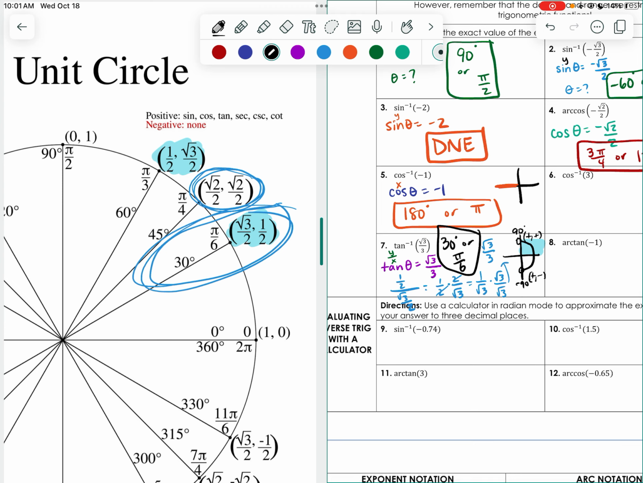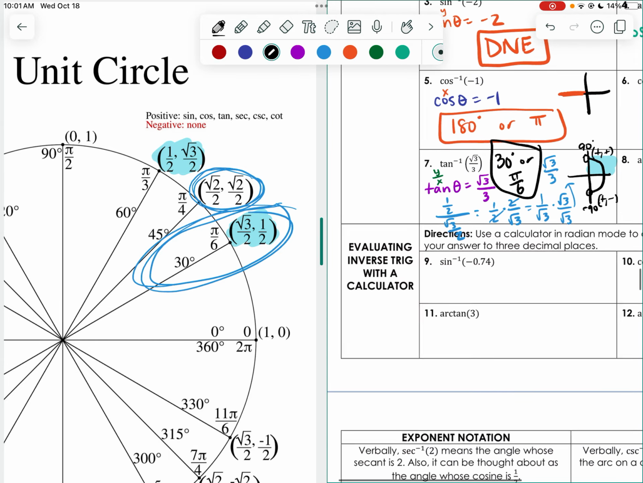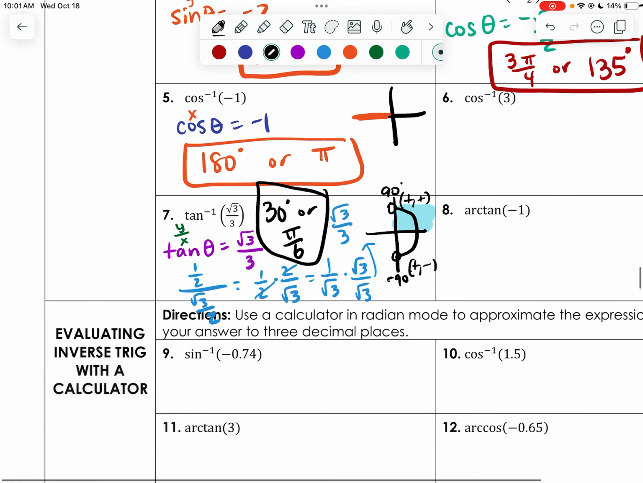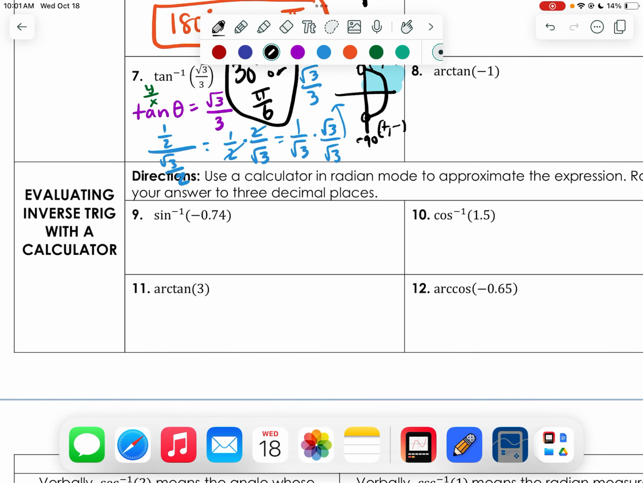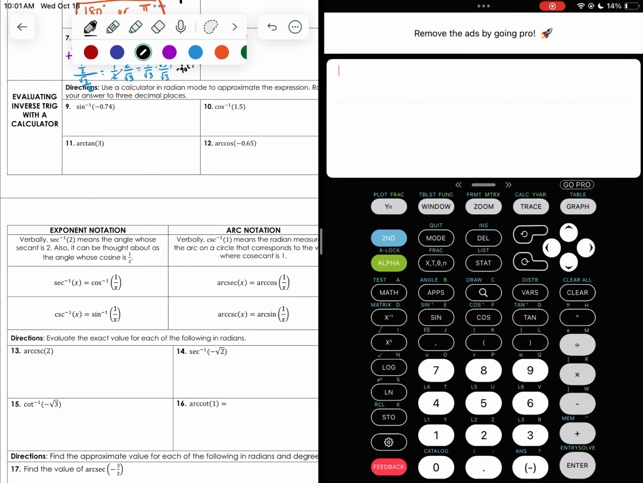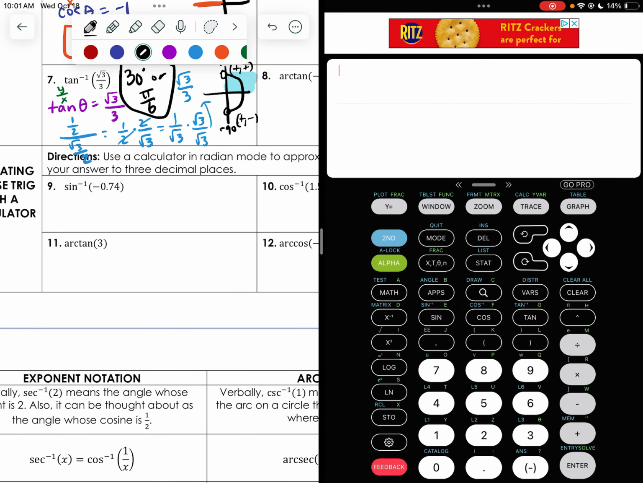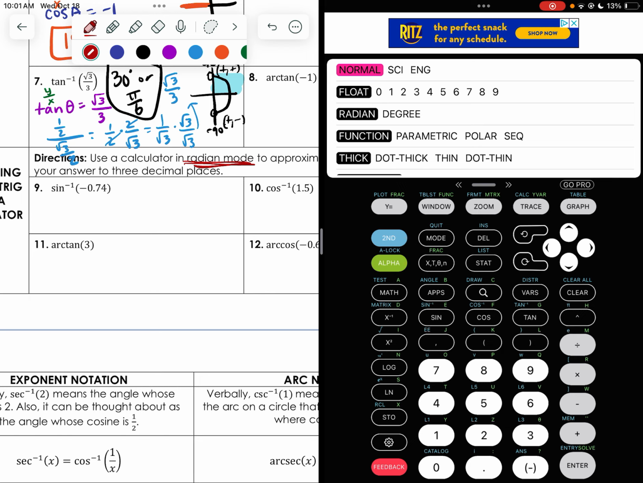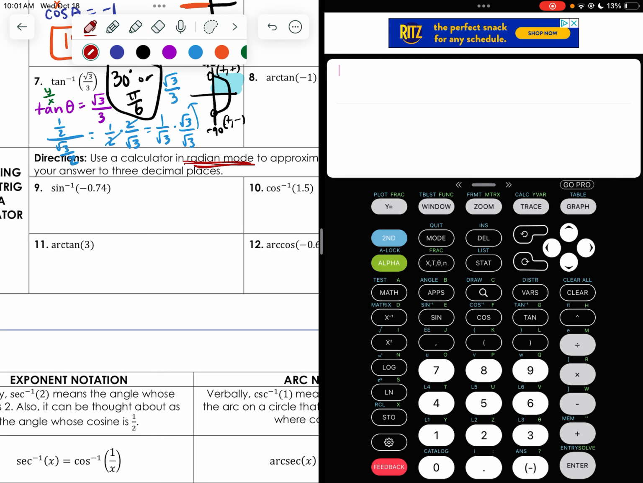Okay, I don't want to make this video super long, so I'm going to skip to the last part, using your calculator. So let me get rid of my unit circle and open up my calculator. On your calculator, you can also evaluate trig functions, just not using your unit circle. The directions tell us to make sure your calculator's in radian mode. So click on mode, arrow down, mine is in radians, so that's good. If yours is in degrees, change it, otherwise you're going to get the wrong answer.